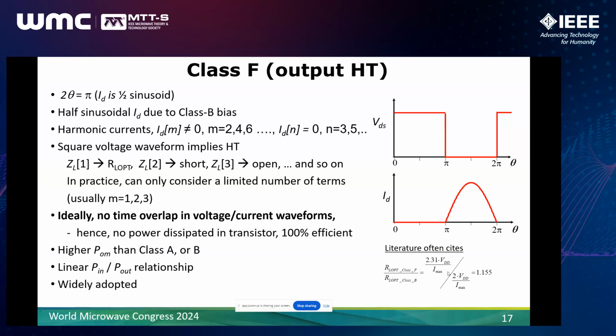In the limit, there is no overlap in the time domain between voltage and current, and in such a case, the device would be 100% efficient. In practice, we can only account for a few harmonics, perhaps the second and the third, and our voltage waveform will not be as square as I've shown here, but we'll still see a nice increase in efficiency above what class B would provide. Further, this has a linear input-output power relationship.